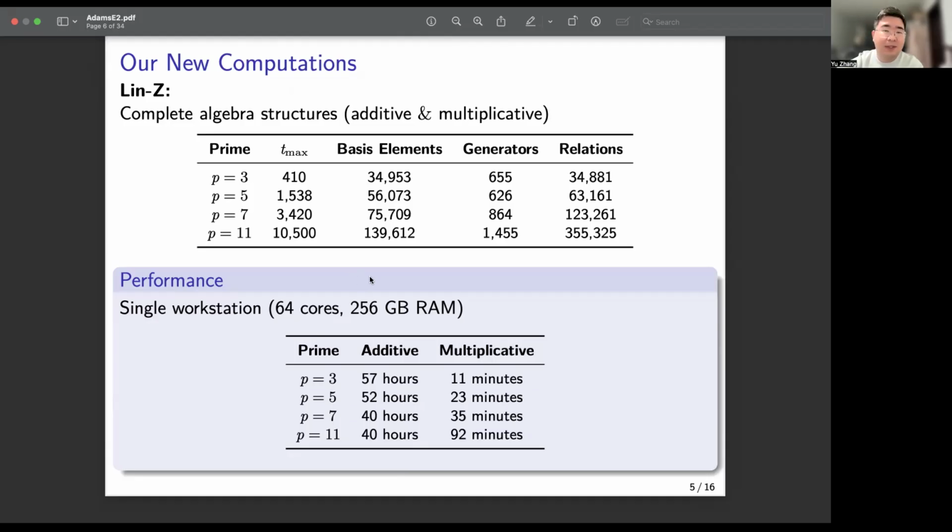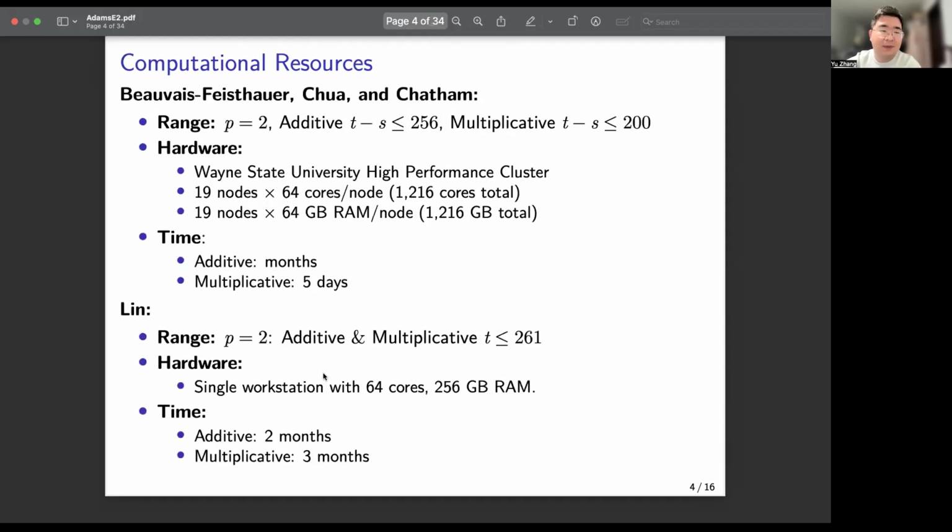And the second remark I want to make is, you might have noticed that for our program for the odd primary computations, the multiplicative structure was determined in a time much shorter than the additive structure. But that's not the case for Lin's previous program for p equals 2. In the previous program, the multiplicative structure was determined using a time longer than the additive structure. A main reason for this is that we have optimized the algorithm for computing products. And I will mention that optimized algorithm later in this talk.